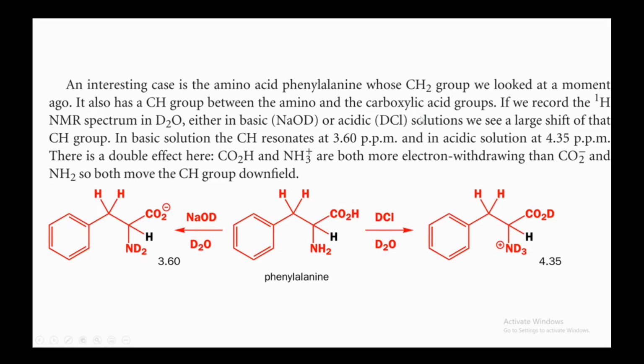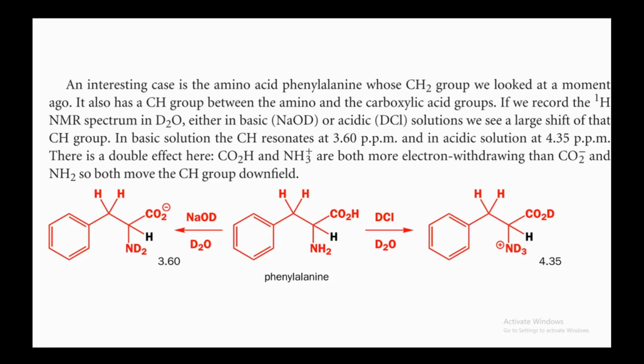so DCl is a deuterated version of the hydrochloric acid, and NaOD, sodium deuterated oxide or sodium hydroxide, is a deuterated version of NaOH solution. We see a large shift of that CH group. In basic solution, the CH resonates at 3.60 ppm, and in acidic solution at 4.35 ppm.